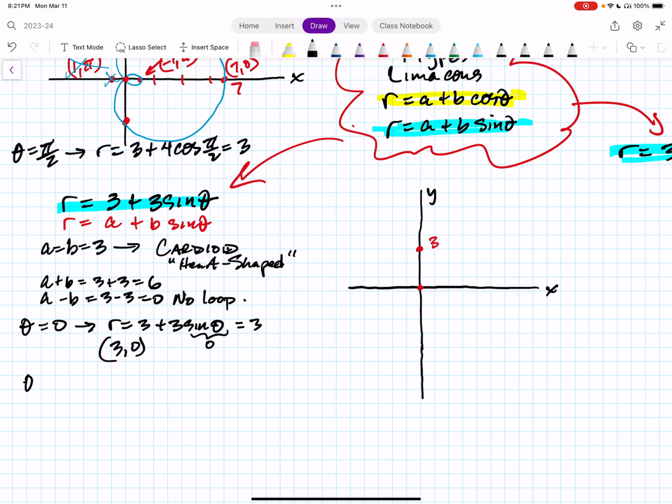So I have to substitute in pi halves. Sine of theta is maximum at pi halves, so r is equal to 3 plus 3 sine of pi halves. I know that sine of pi halves is 1, times 3 is 3, plus 3 is 6. So 6 comma pi halves is on the graph.